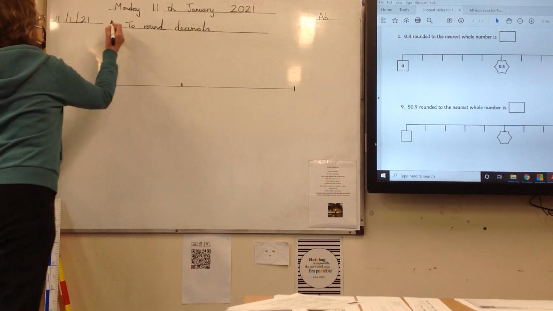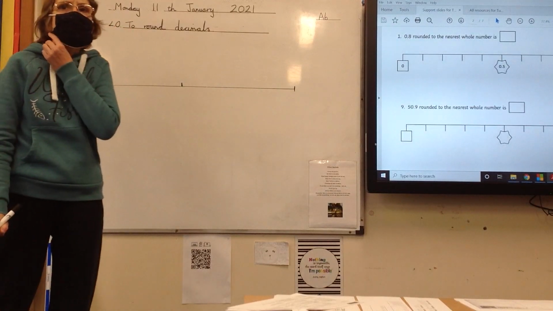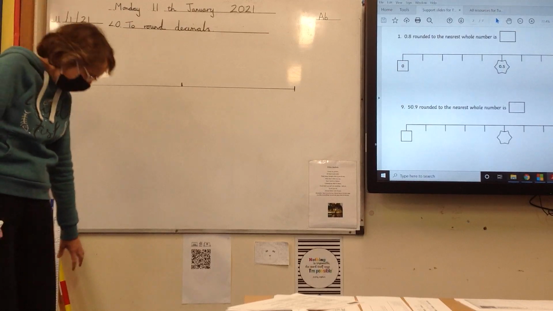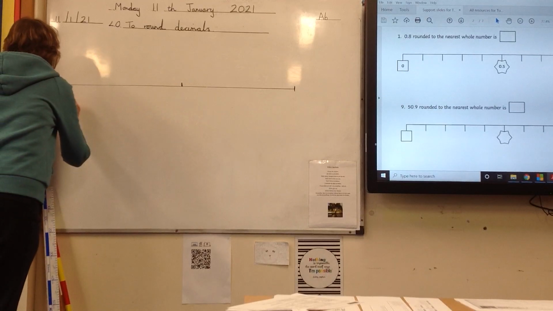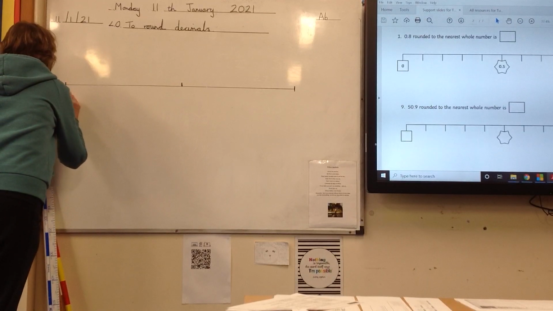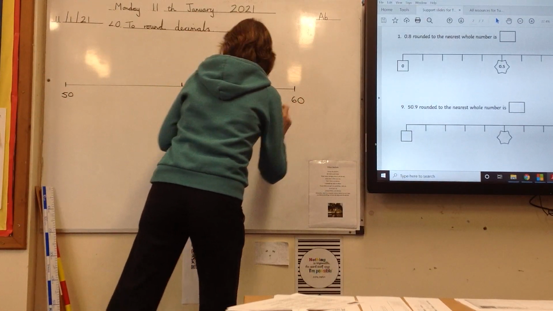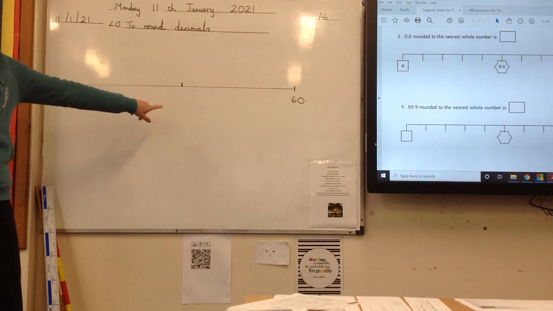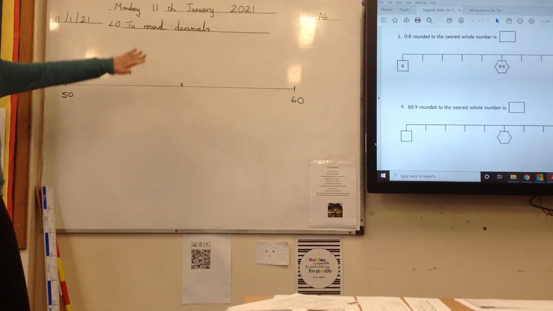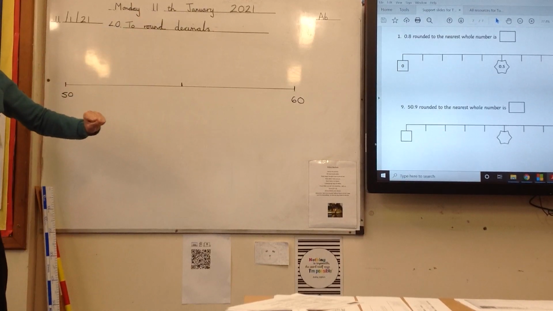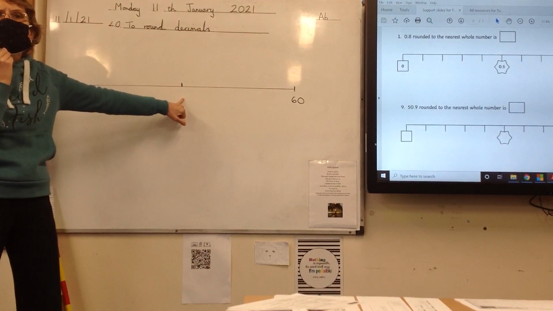We're looking at rounding decimals. That's our learning objective, to round decimals. Before we do, I'm just going to get you to think back to rounding numbers, which we did last term, and see if we can remember the rules. So if I have, for instance, 50 here, and 60 here, what's that halfway point going to be? We're not looking at decimals at the moment, we're just reminding ourselves of rounding numbers. And we're looking at the halfway point, because the halfway point when we're rounding is really important.